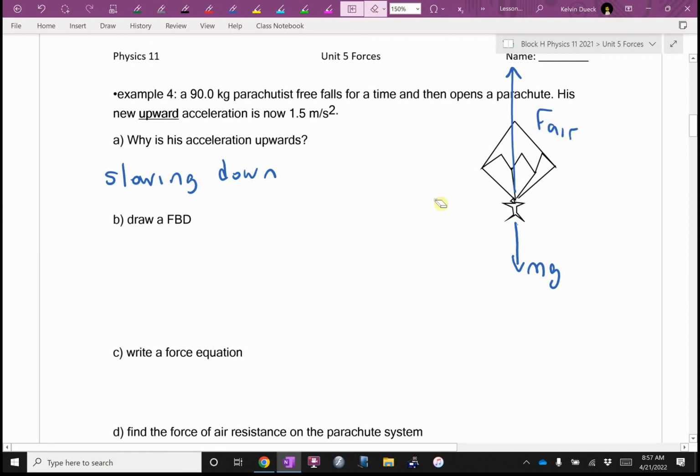So B said draw a free body diagram. I did. C says write a force equation. Okay, Bryce, who's winning?